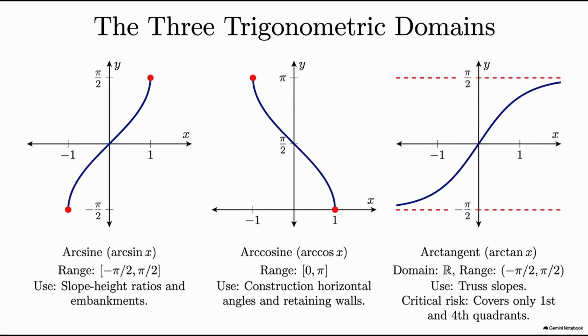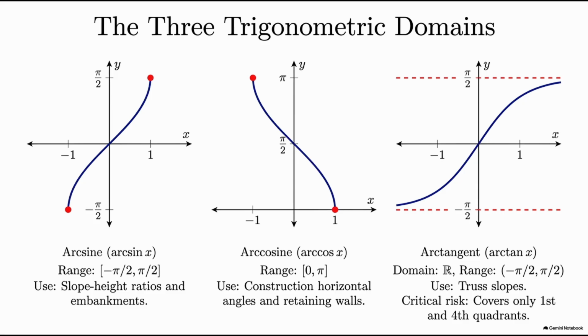Finally, consider the principal domain and range constraints for the 3 inverse trigonometric functions. The inverse sine function operates on values between -1 and +1, returning angles between -90 degrees and +90 degrees, useful for embankment slopes. The inverse cosine function operates on the same domain but returns angles between 0 and 180 degrees, ideal for retaining walls and roof members.